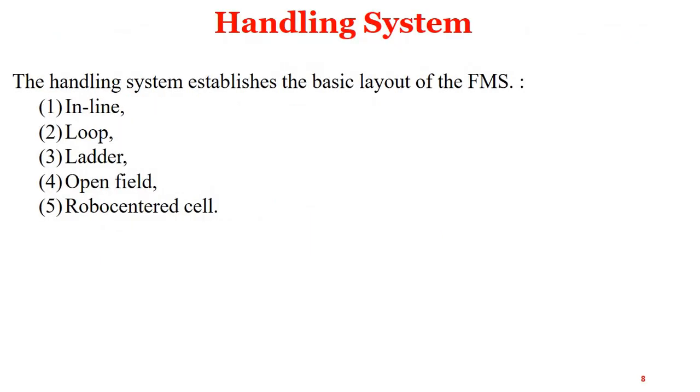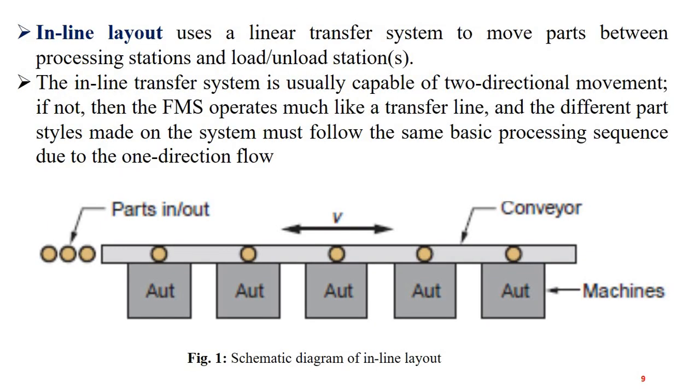Handling system. FMS has five different handling systems: inline layout, loop system, ladder system, open field handling system, and robot centered cells. In the case of inline layout, the components or parts are transferred from one cell to another cell by using a conveyor belt, and it is a two-direction process.